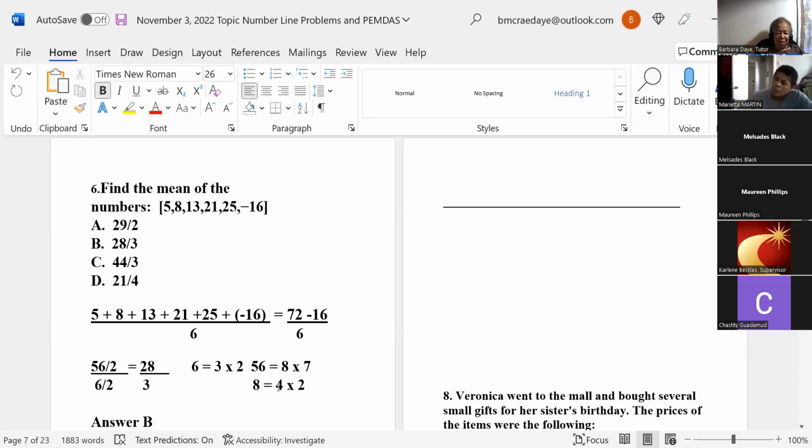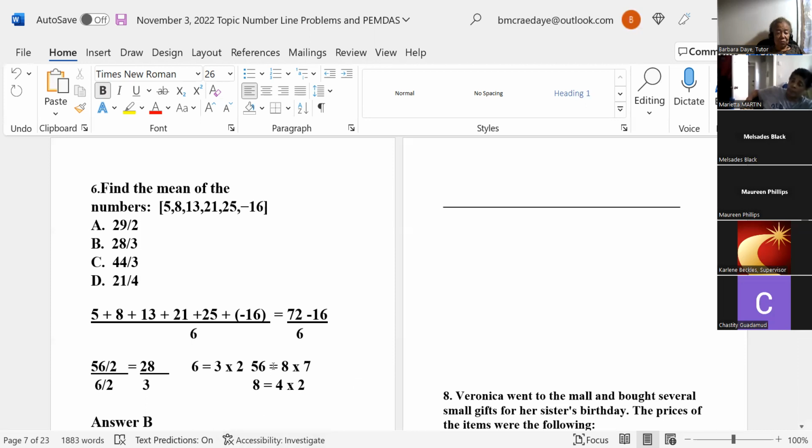So you have to use the commonest one that can. Yeah, a common multiple between the 6 and the 56. In other words, that number can be multiplied by a number to get 56, and that same number can be multiplied by a number to get 6.